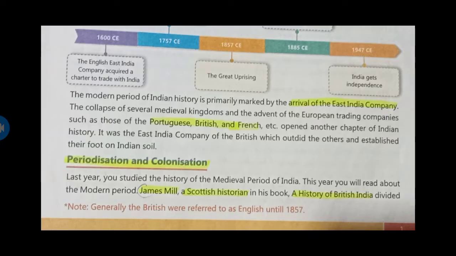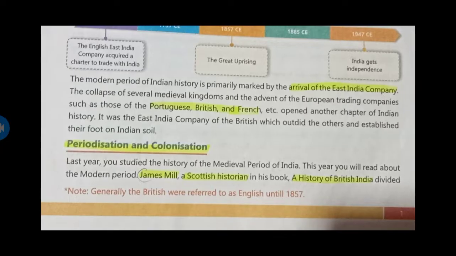After that, periodization and colonization. As we have learned earlier as well, what is periodization? It means when we categorize Indian history into three periods, namely ancient, medieval, and modern period. And the medieval period is again divided into two types. Last year we studied the medieval period of India, but this year we will learn about the modern period.